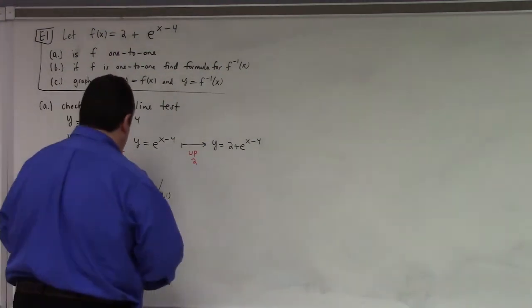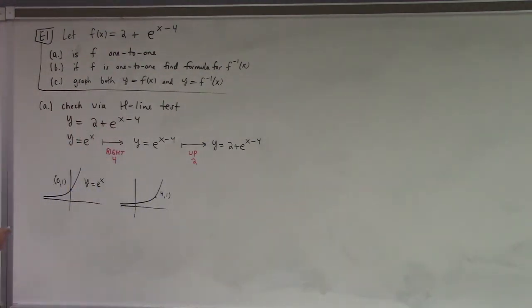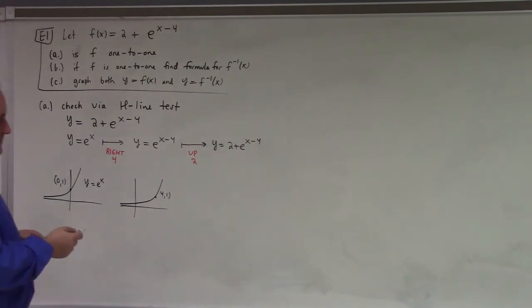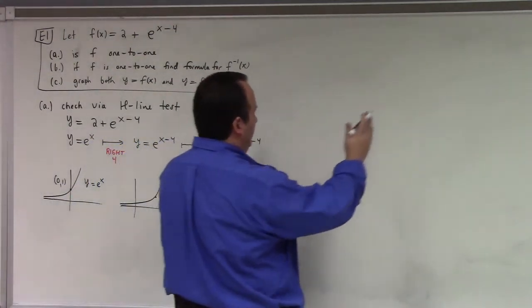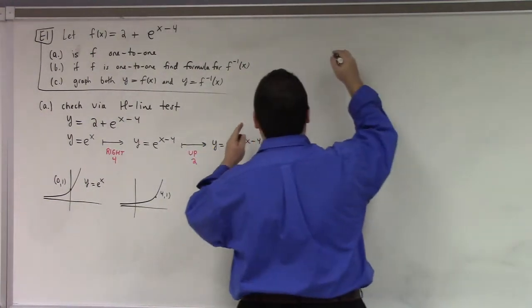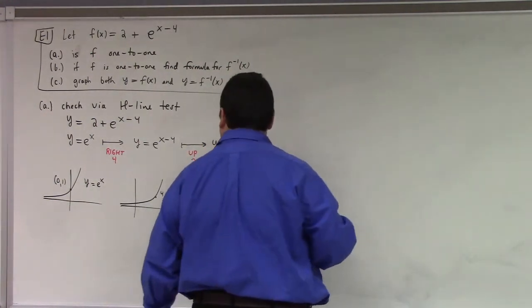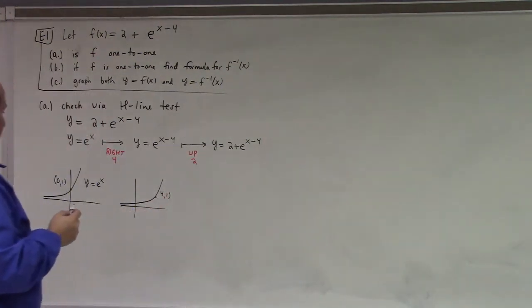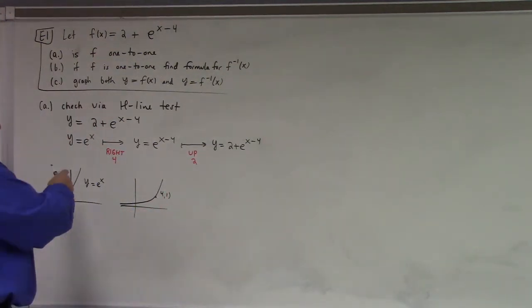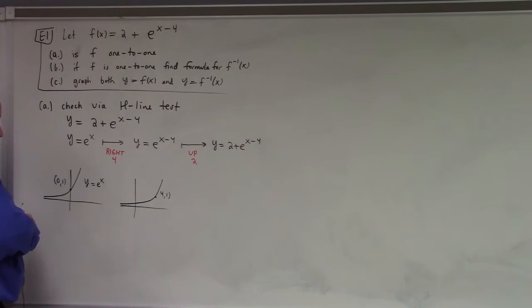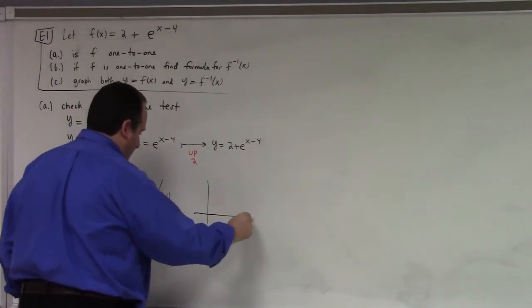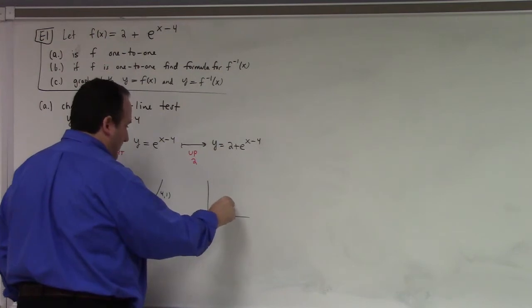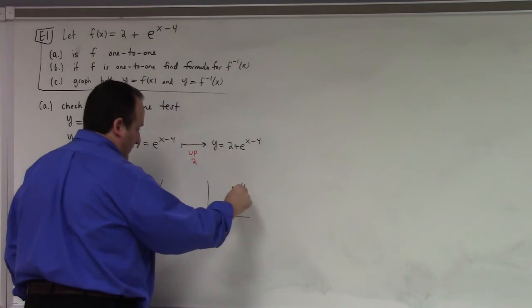So let me try to make a big graph of this thing. I think if I just put it here, I'll still have room over there to work. Poor planning. So the point (4, 1) would go up 2. So (4, 3). That point would go up to (4, 3).